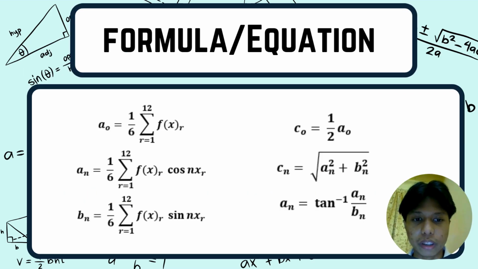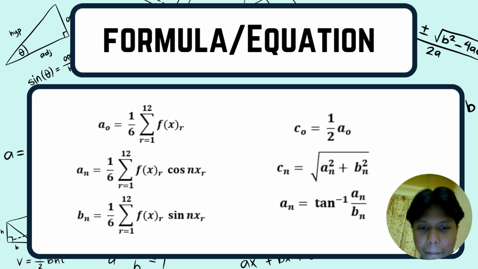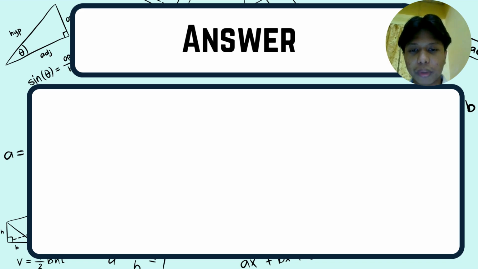This is the formula or equation for task 3, in order to complete the harmonic analysis. So we get a naught equal to 1/6 sum of f(xr), an equal to 1/6 sum of f(xr) cos nxr, bn is equal to 1/6 sum of f(xr) sin nxr, c naught is equal to 1/2 a naught, cn is equal to the square root of an squared plus bn squared, and lastly alpha n is equal to tangent inverse of an over bn. Next, this is the summary table of the harmonic analysis in order to find a naught, an, and bn.